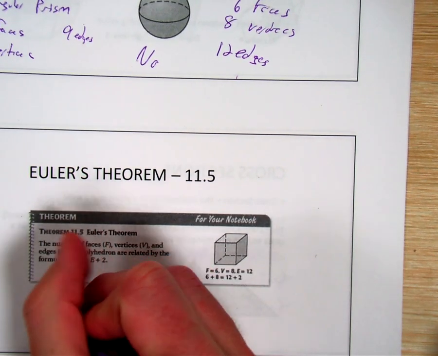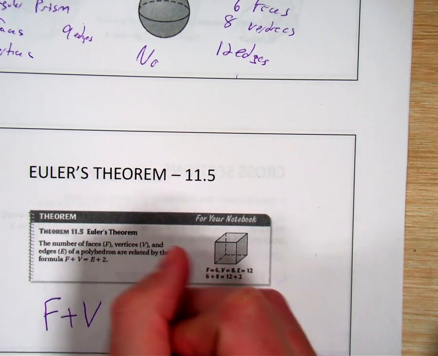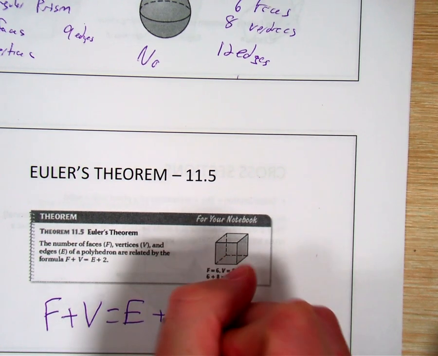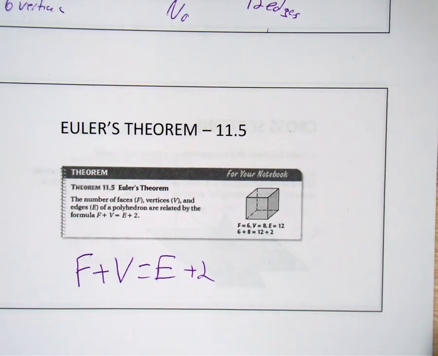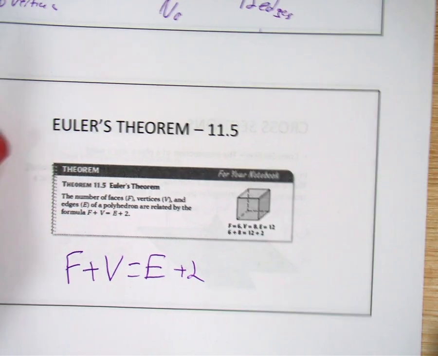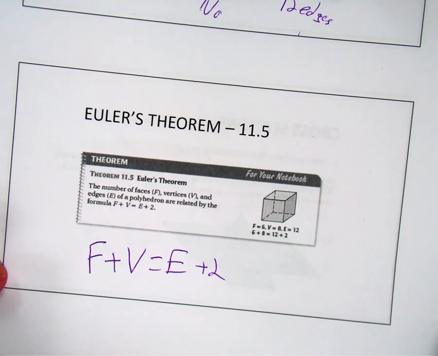That's a pretty big one. Let's write that down. F plus V equals E plus 2. All right, you're going to be using that one on a significant portion there of your homework today.